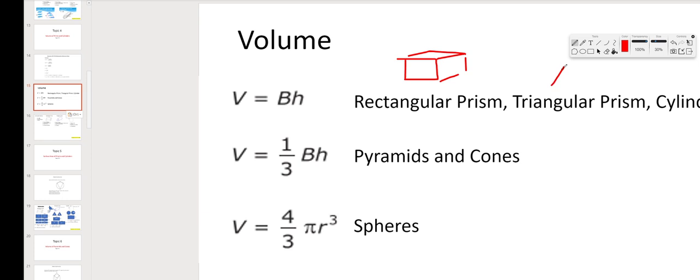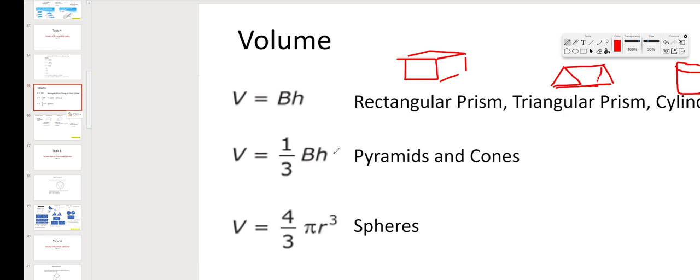For a triangular prism, the face of the shape looks like a triangle, and then it's a prism because it's three-dimensional. So it looks sort of like this. It's a triangle and it's a prism. Then you have a cylinder. You guys are familiar with a cylinder, which is like a soda can, just a regular can. That's a cylinder. We're going to use this formula here, and in a second, I'm going to show you how to use it.